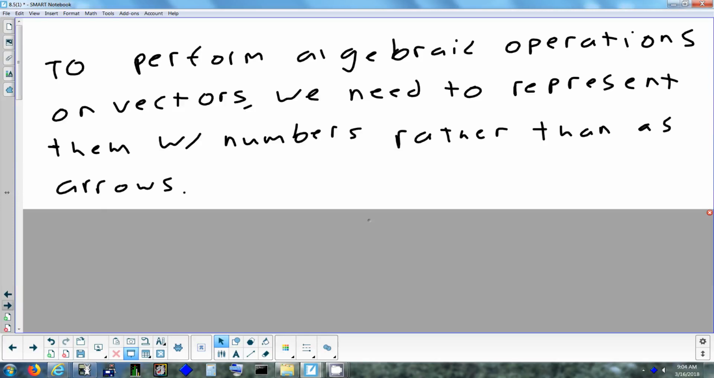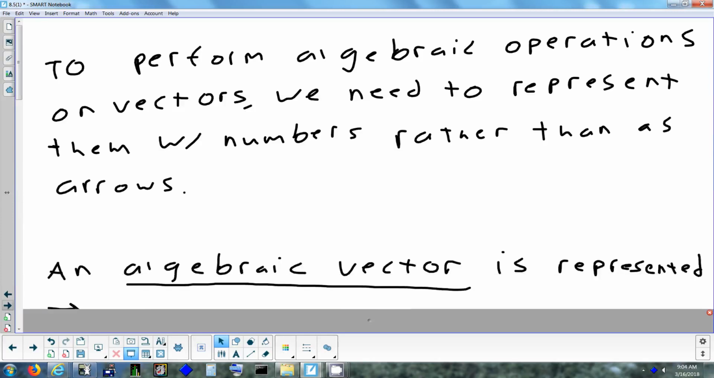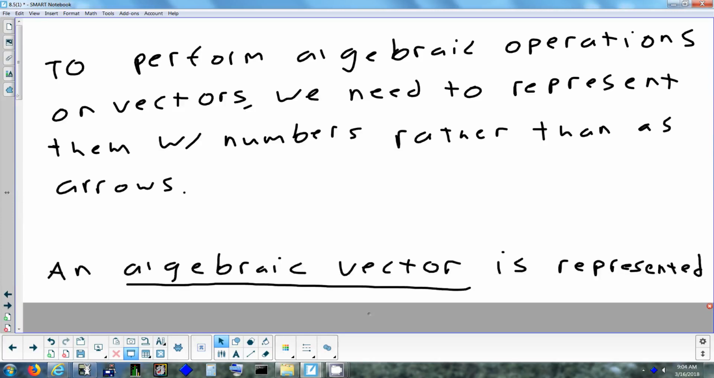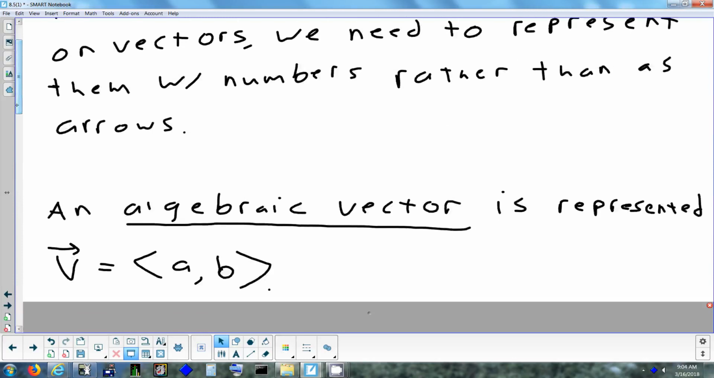Okay, so the last thing we're going to look at. If we want to start doing more complicated things with vectors, drawing is going to be hard, especially when we get into 3D. 3D sketching is not that easy, so we've got to have a way to represent vectors besides drawing them. I'm going to show you 2 ways, one today. One way is what your book refers to as an algebraic vector. And it has this notation.